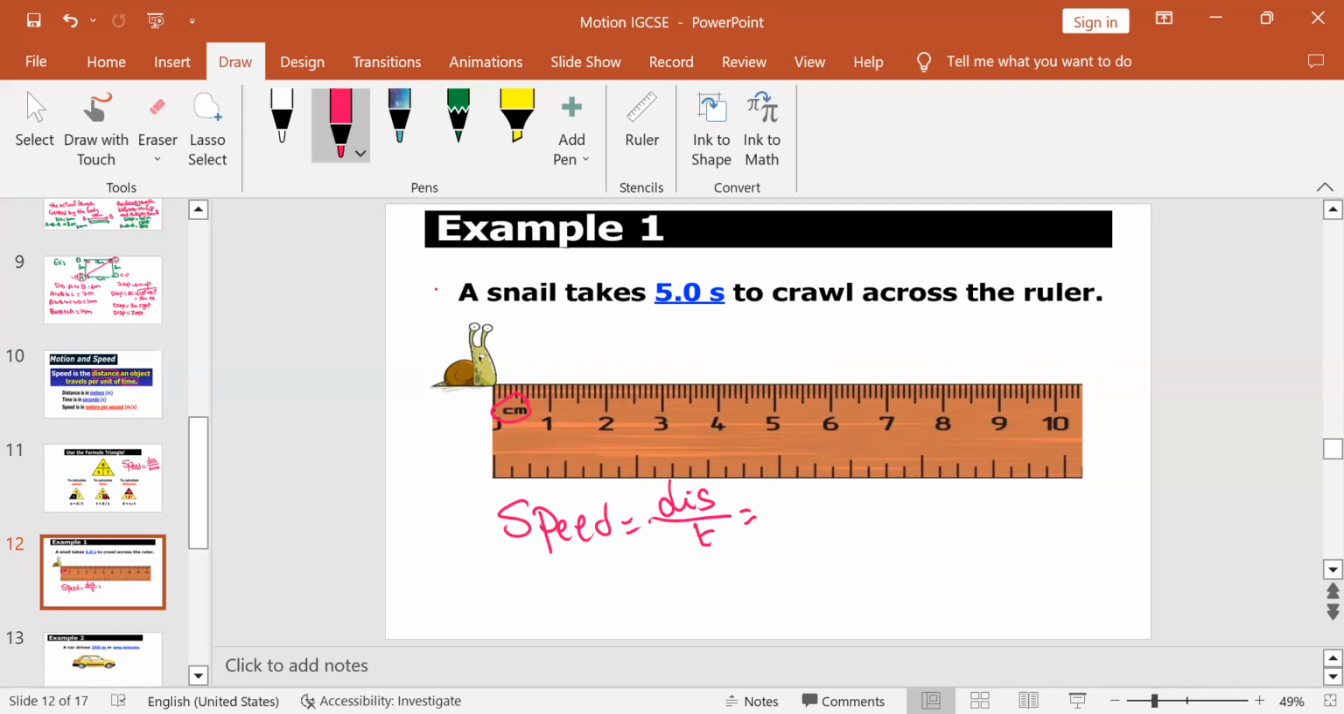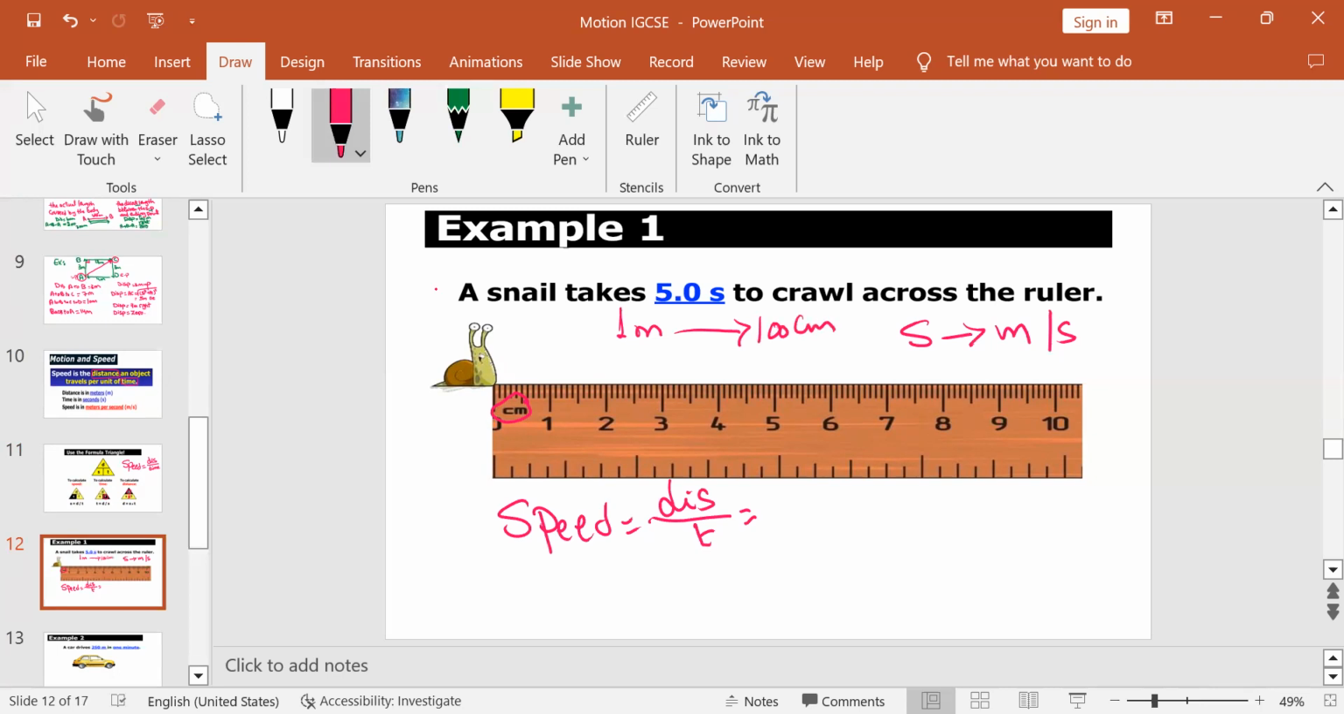Can we use it in centimeters? No. We need to find the speed in meters per second. Here you're given the distance in centimeters. How to convert from centimeter to meter? 1 meter equals how many centimeters? 100 centimeters.